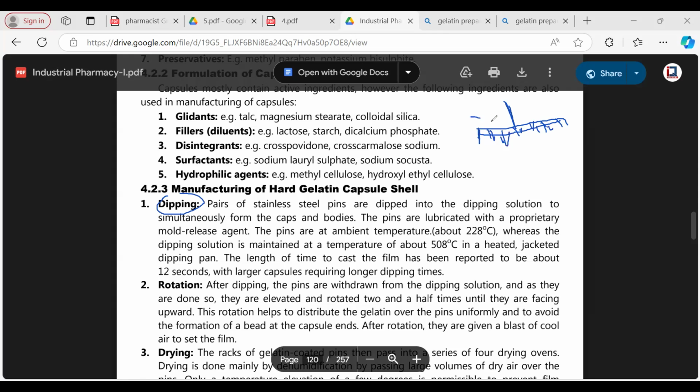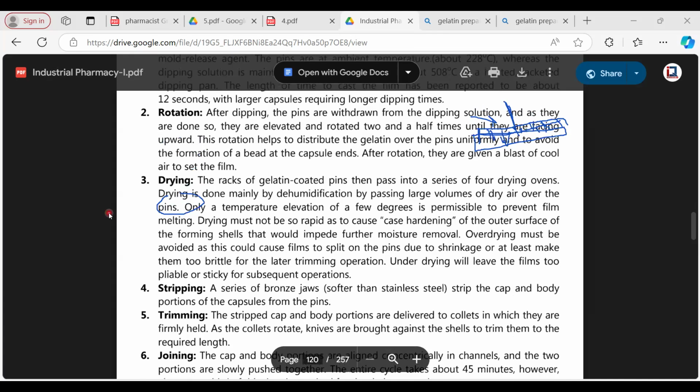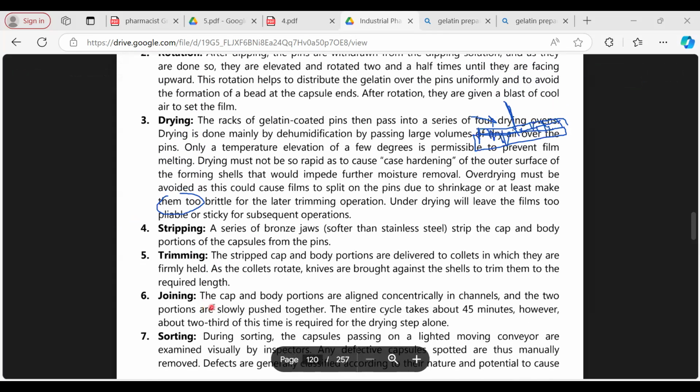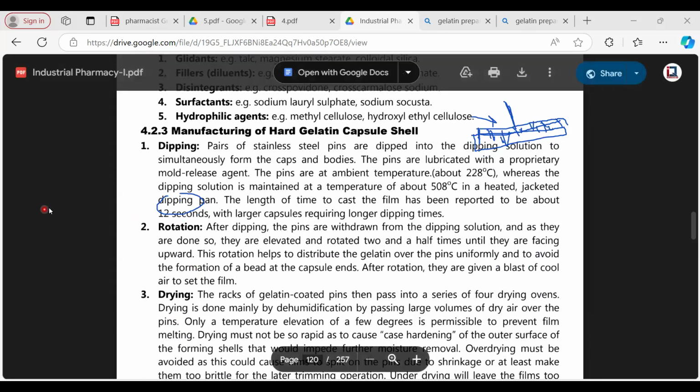Then you send this holder for drying so that the gelatin attached to the pins is dried. After drying, you go for stripping, that is, removing the gelatin from the pins. Then you go for trimming, cutting them to the exact size you want. Then you go for joining these capsules. How are we going to join? There are 3 to 4 techniques of joining the capsules: the interlocking mechanism, the counterfeit mechanism, the gelatin welding method, and the gelatin band method. We will discuss that also.